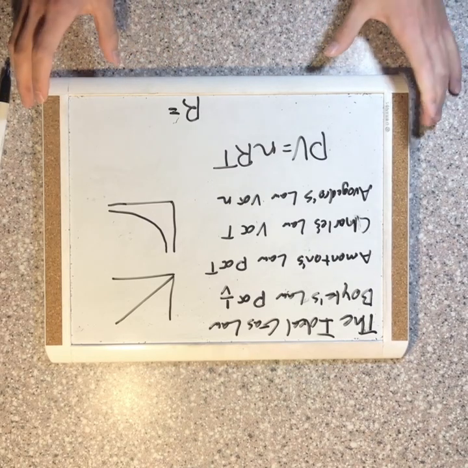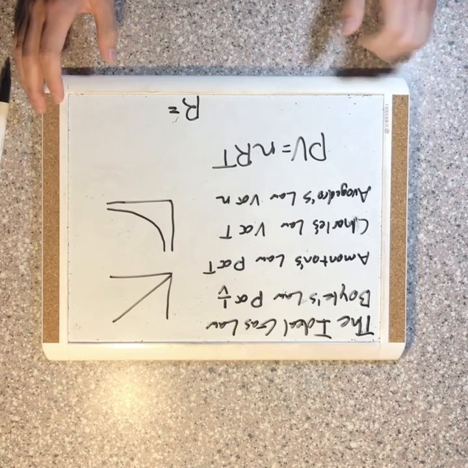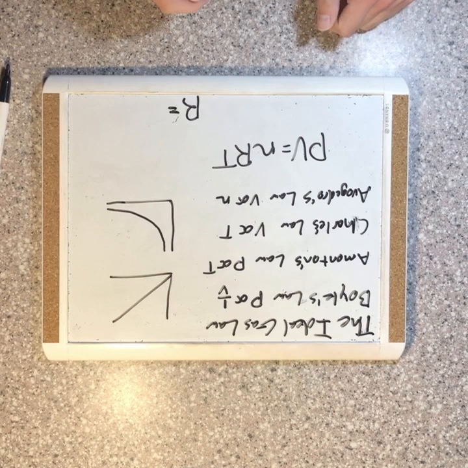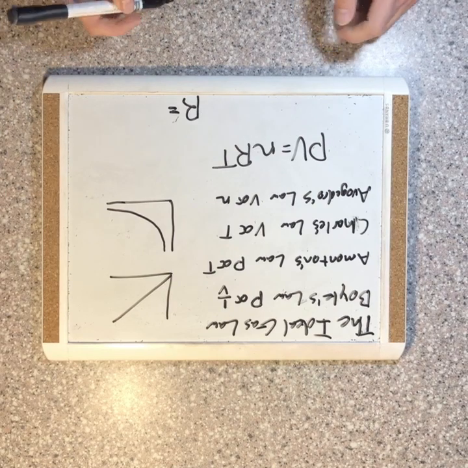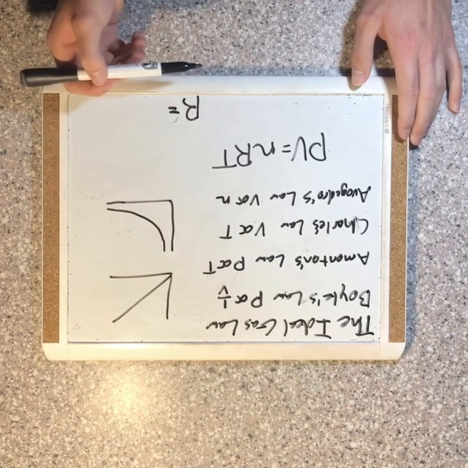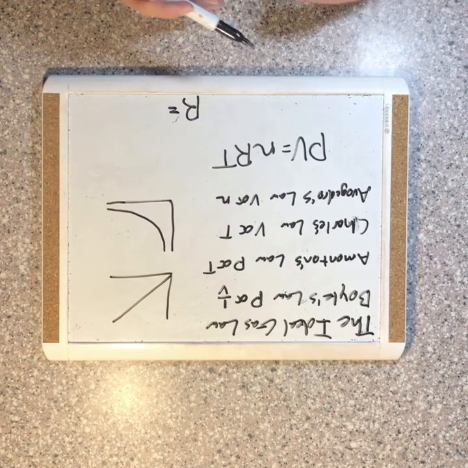Alright guys, today we're going to be talking about the ideal gas law. Now, as you've been going through the chapter, you've seen a lot of different laws and the observations that come with them. First we have Boyle's law. Boyle's law says that pressure is inversely proportional to volume.